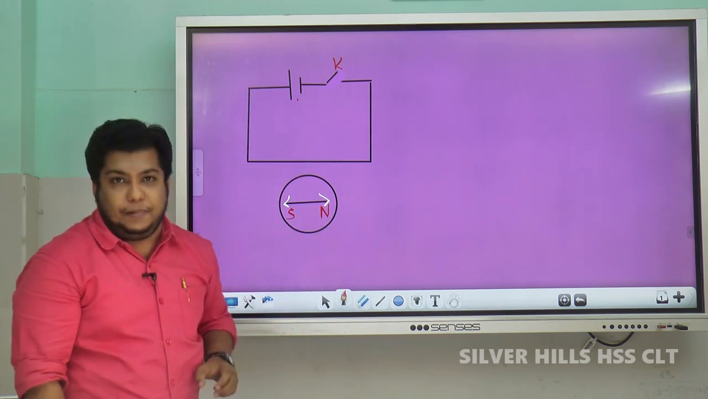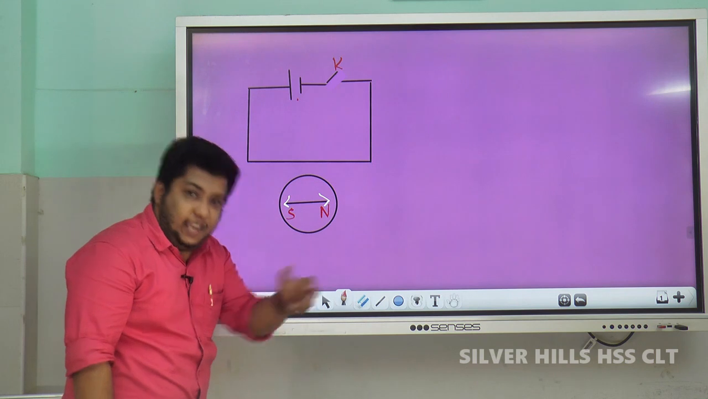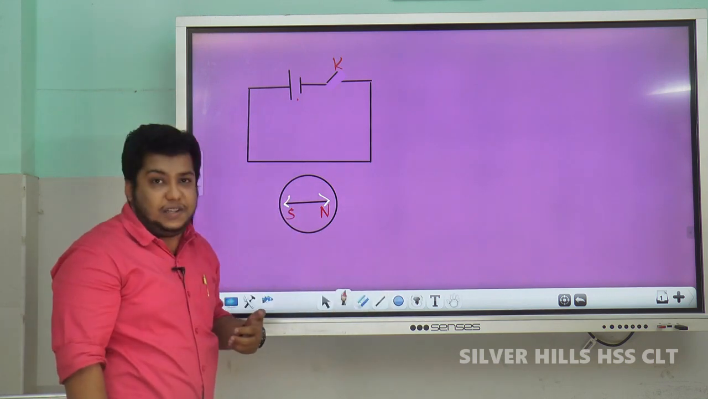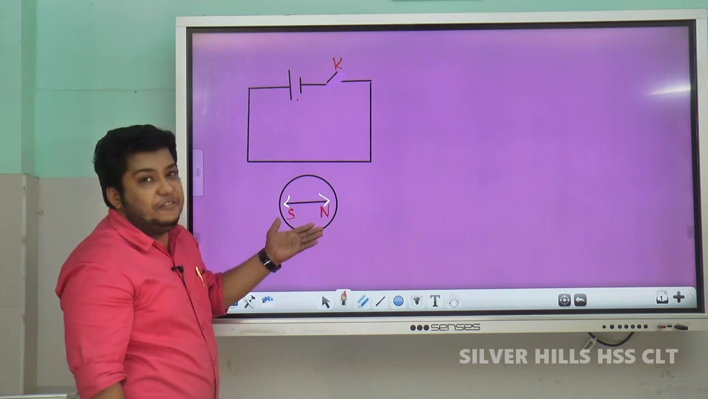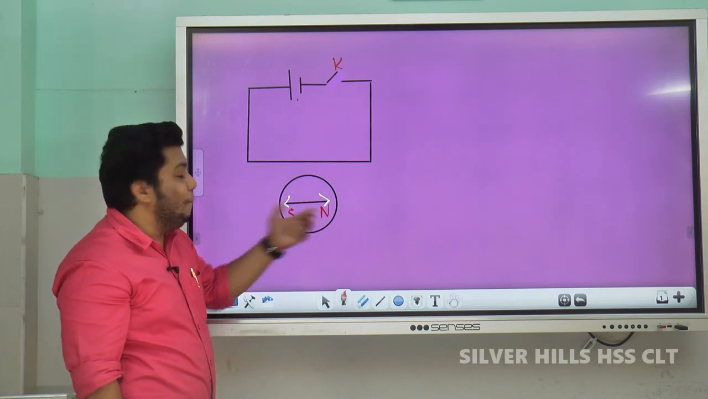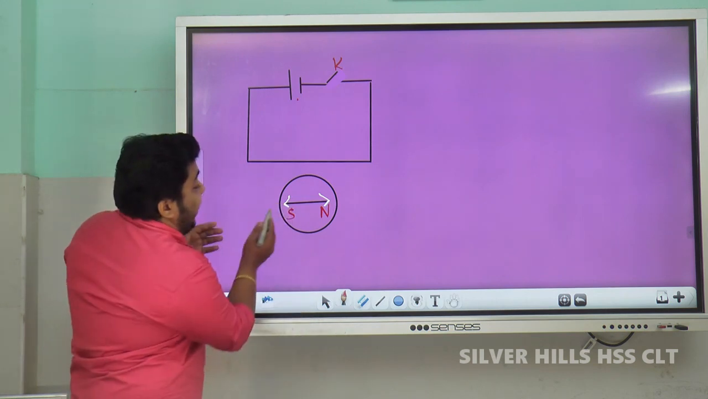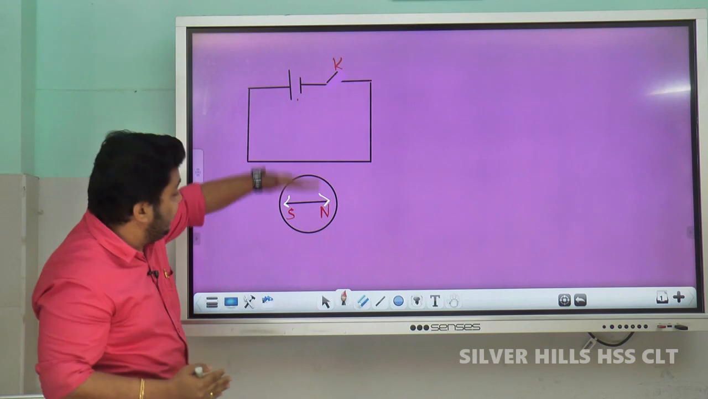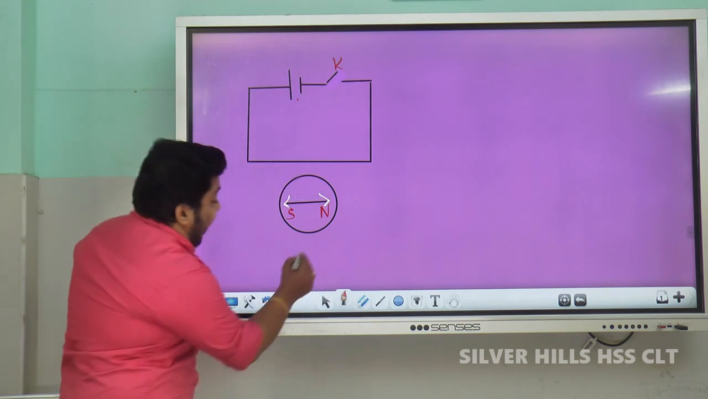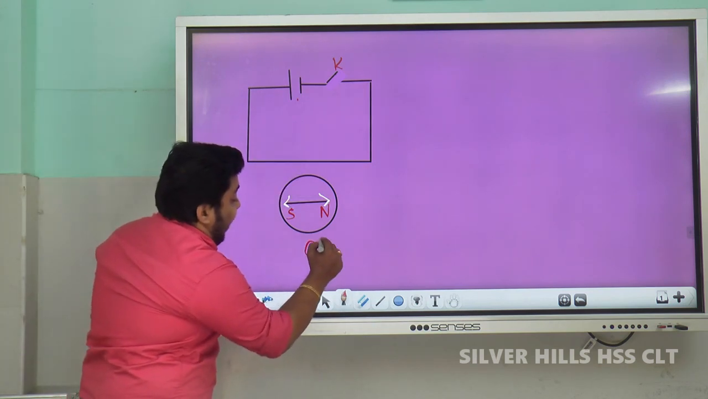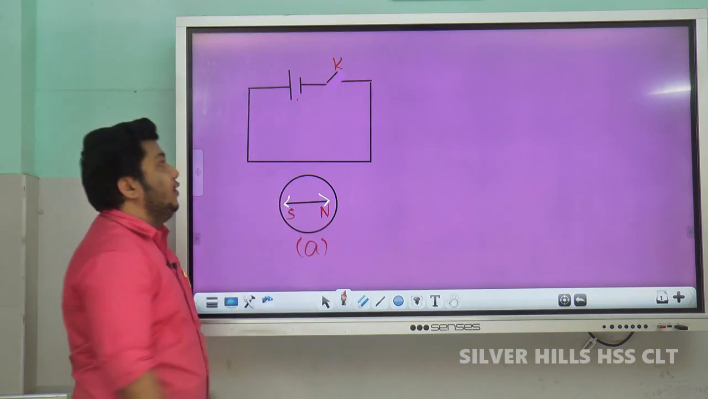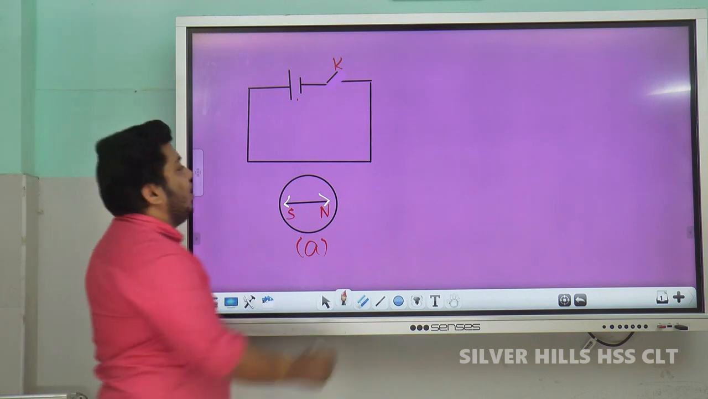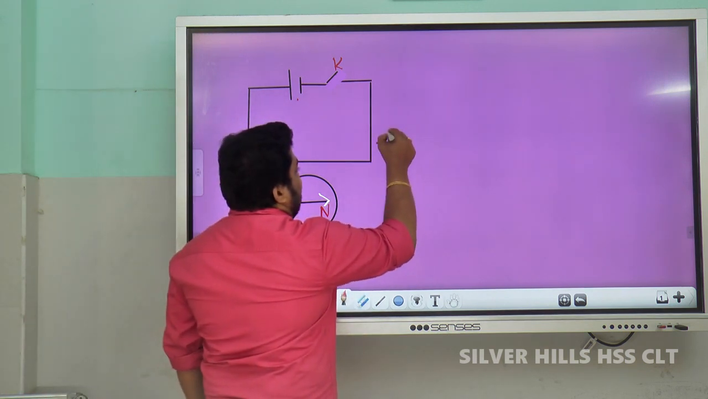At this time, when current is zero, that means when no current is passing through this circuit, there is no deflection in the compass needles. The compass needle north and south are parallel to the circuit. These are parallel. This can be considered as our first figure, figure A. Then we are going to our next step.